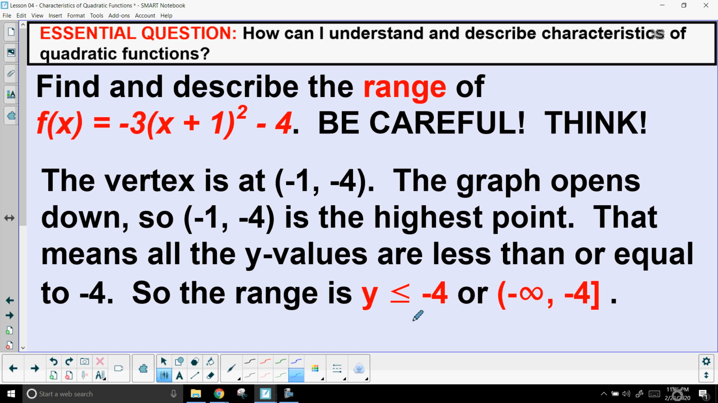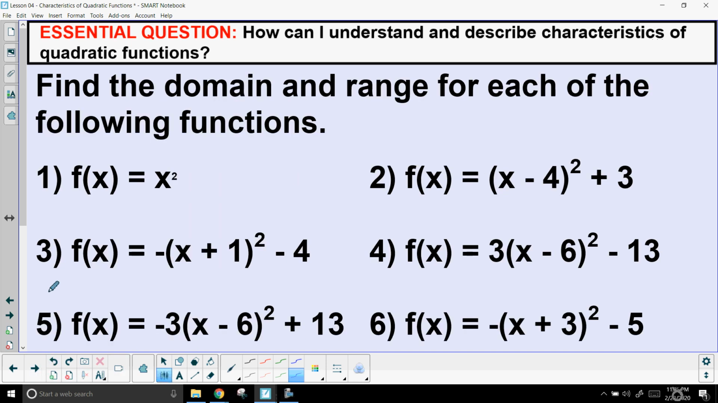Should be able to tell me the domain and range for each of the following. So go ahead, pause the video and try these out.